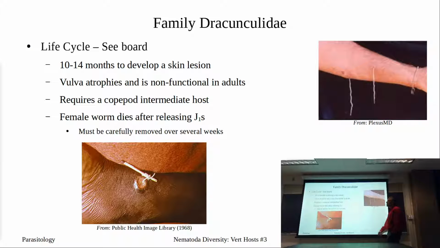All right. It does require the copepod intermediate host. We'll talk about that. And we said the female worm is going to die after releasing her J1s because, again, the body wall ruptures. That's how our J1s get out. How do we remove them? Just like this. Take a little bit of a worm. Worms are already sticking out. You wrap it around a stick, and then you pull out a few centimeters per day.